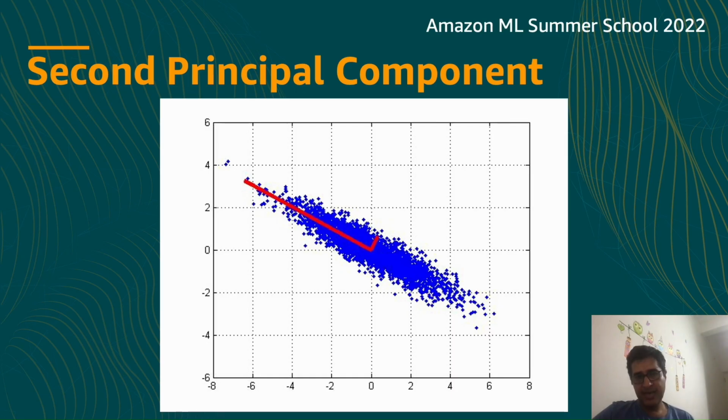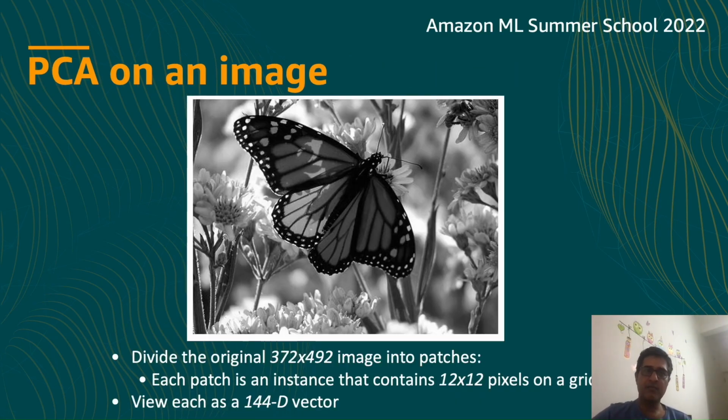Next we will look at how PCA carried out on an image looks, as in how much compression of a particular signal can be carried out. So think about it this way: let us say you have been given an image of this nature. You have this beautiful image of a butterfly which is 372 by 492 pixels. That's the original image.